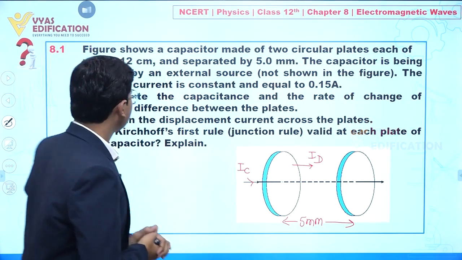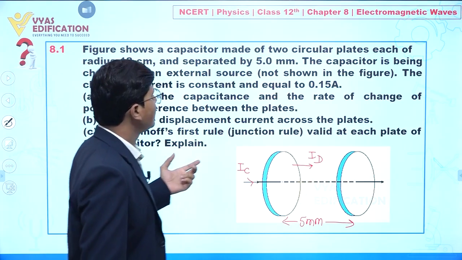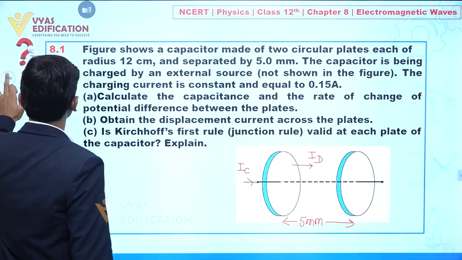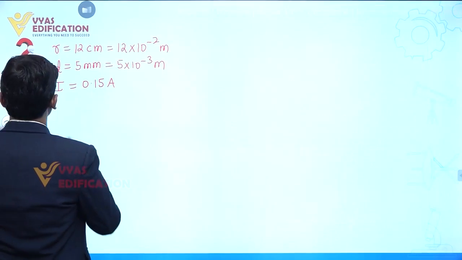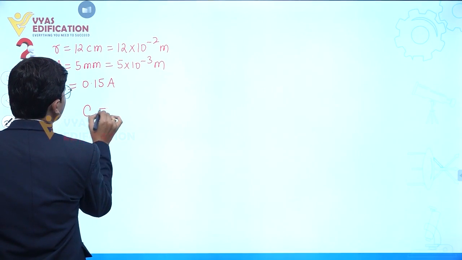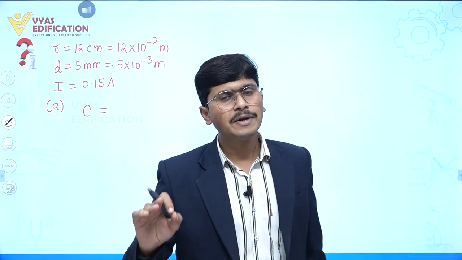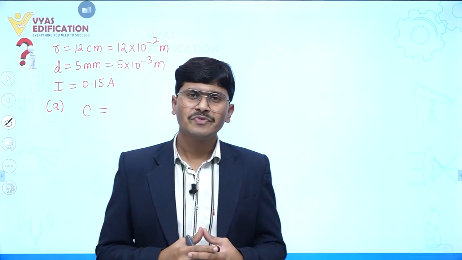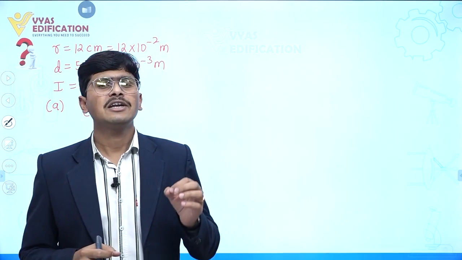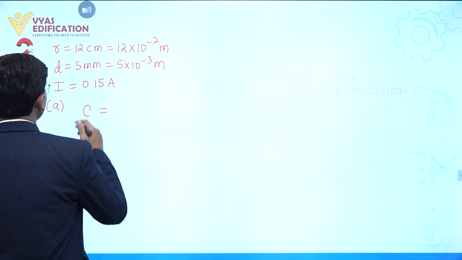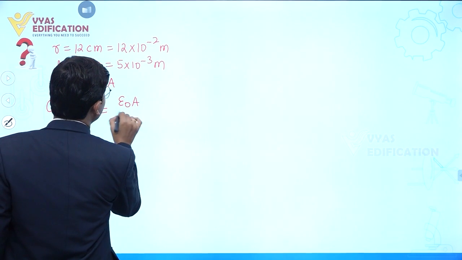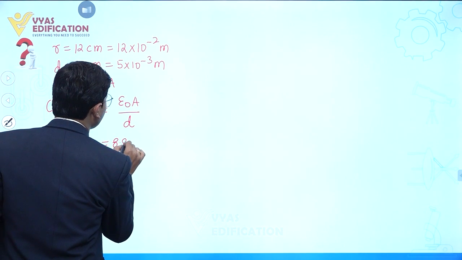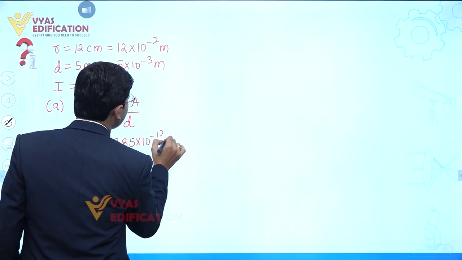Now what is our objective in this question? Our objective is to calculate capacitance and the rate of change of potential difference between plates. Clear? So now we know, yes, we know the value of capacitance. If we have a parallel plate capacitor and between these parallel plates air is included, at that time the capacitance value is given by epsilon naught A by d. Clear? Now what is the value of epsilon naught? This is equal to 8.85 into 10 to the power minus 12.